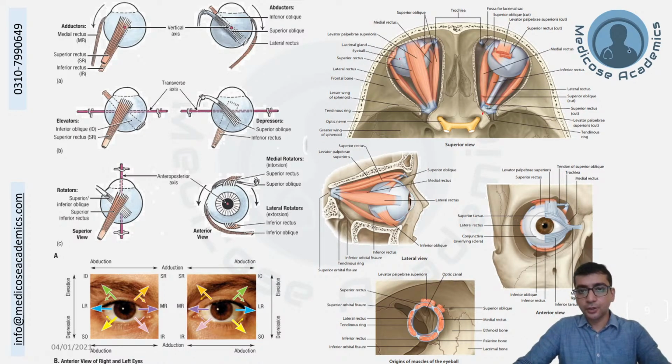It gets attached to the anterior half of the eyeball, anterior to the equator. All of these 4 recti are going to be inserted to the anterior part of the eyeball, anterior to the mid of the eyeball. So this is superior rectus attached to the superior surface. This is the lateral rectus going laterally, attached to the lateral surface, anterior to the half.